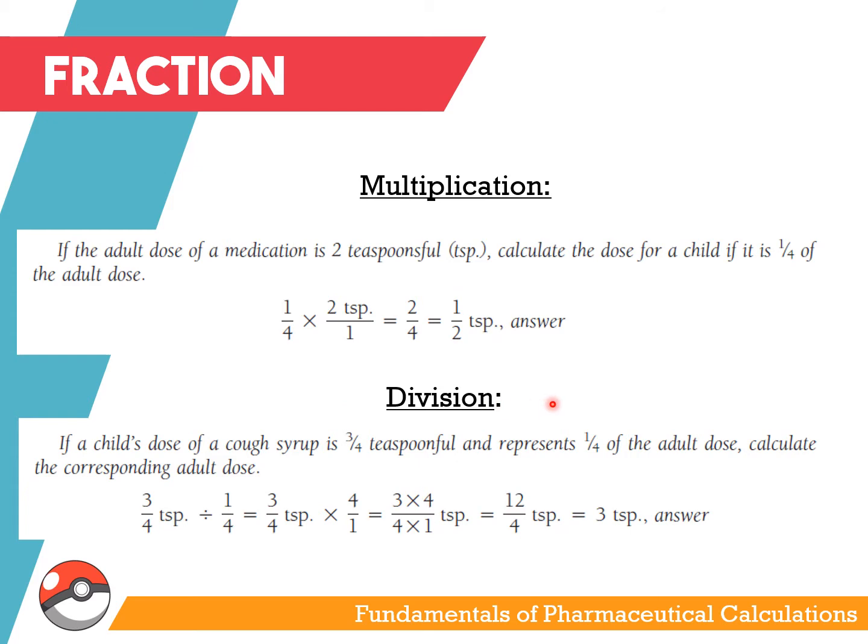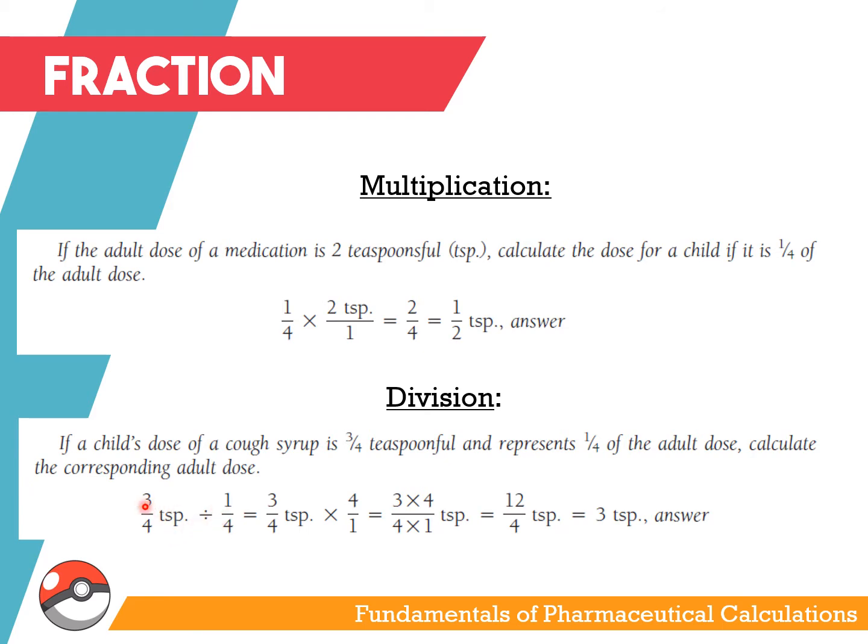In division, it is similar with multiplication, but you will first find the reciprocal of the second number. When I say reciprocal, you exchange the places of the numerator and the denominator. So an example, if a child's dose of a cough syrup is 3/4 teaspoonful and represents 1/4 of the adult dose, calculate the corresponding adult dose. So in this, we have 3/4 teaspoon divided by 1/4.